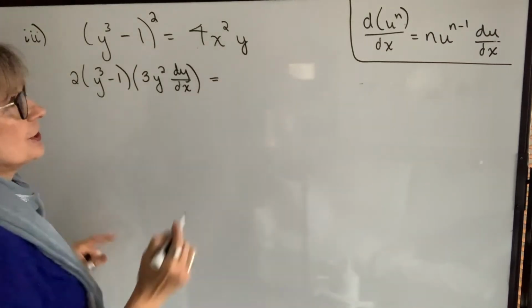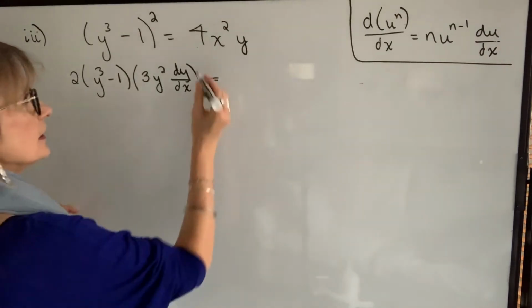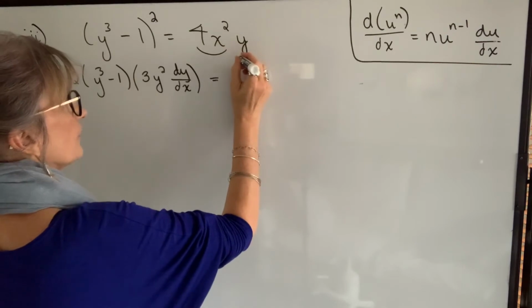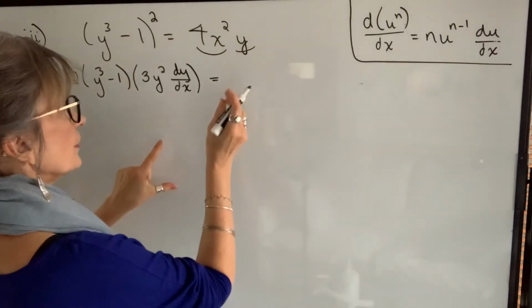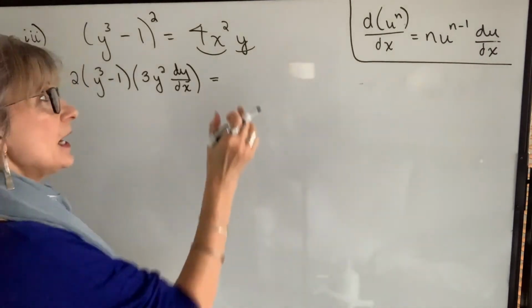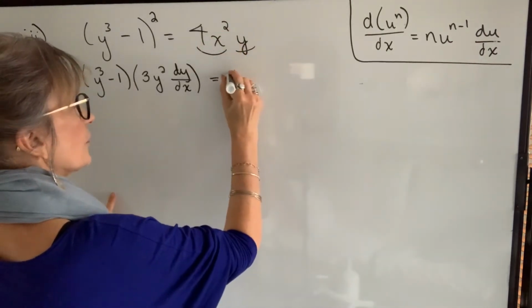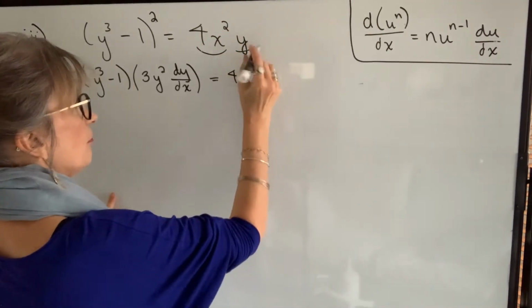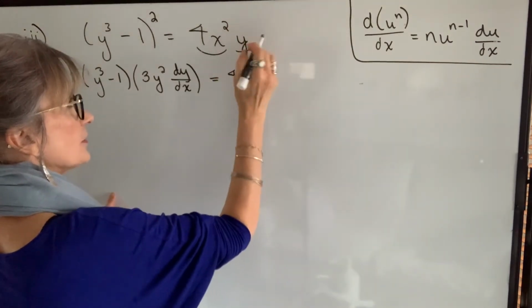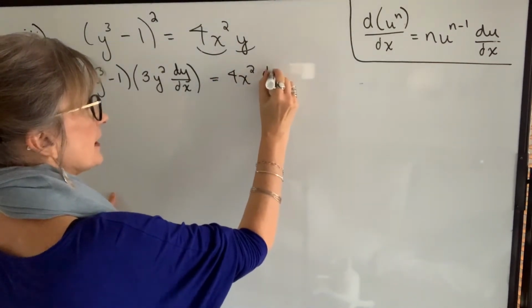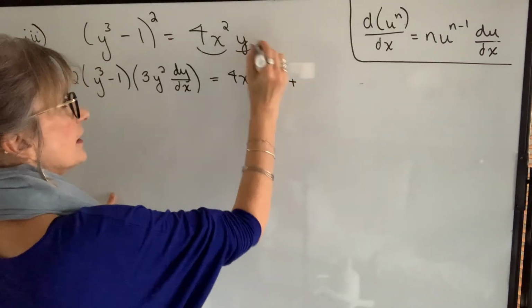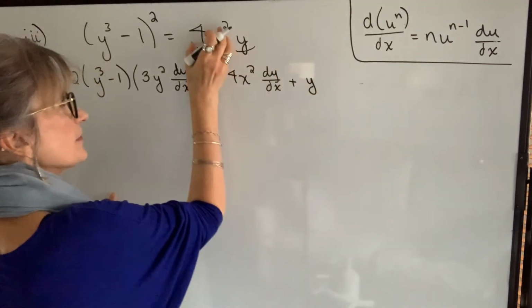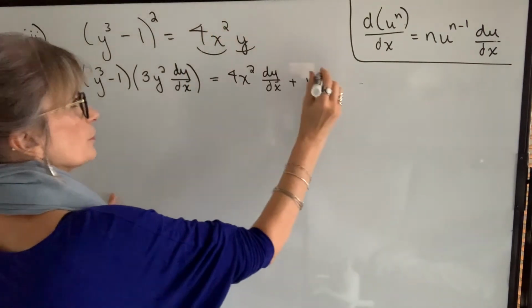Now I differentiate 4x squared times y. It's a product of 4x squared times the function y. So in order to find the derivative of a product, I take the first factor, which is 4x squared, multiplied by the derivative of the second factor. The derivative of y with respect to x is dy dx. I add the second factor, which is y, times the derivative of the first factor, which will be 8x.